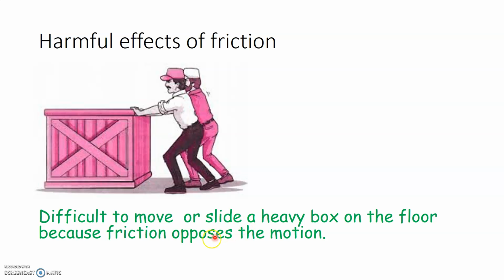This is because of the force of friction between the surface of the floor and also that of the heavy object. So it is difficult to move or slide this heavy box on the floor because the force of friction opposes the movement or motion of this object. So force of friction will make it difficult for these objects to be moved on the floor.